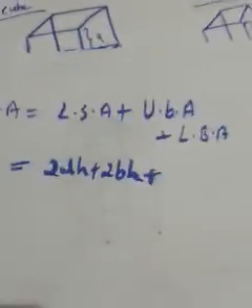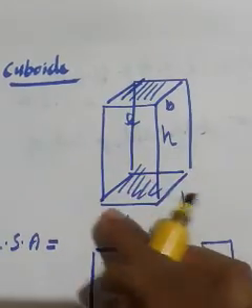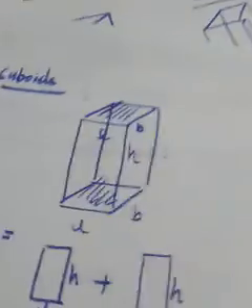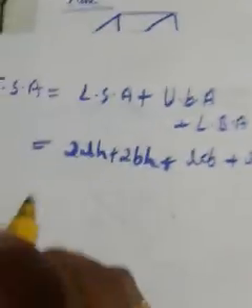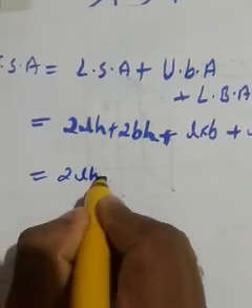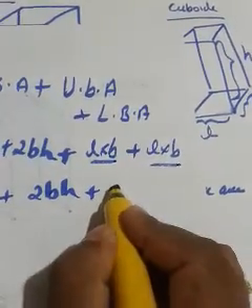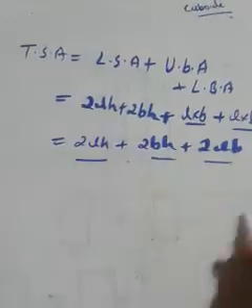So what is the lower rectangle's area? L into B, isn't it? Why? Because the rectangle's area formula is length into breadth. Here also it is L into B. So lower rectangle area is L into B, upper rectangle area also L into B. So it becomes 2LH plus 2BH plus L into B plus L into B, that is 2LB.